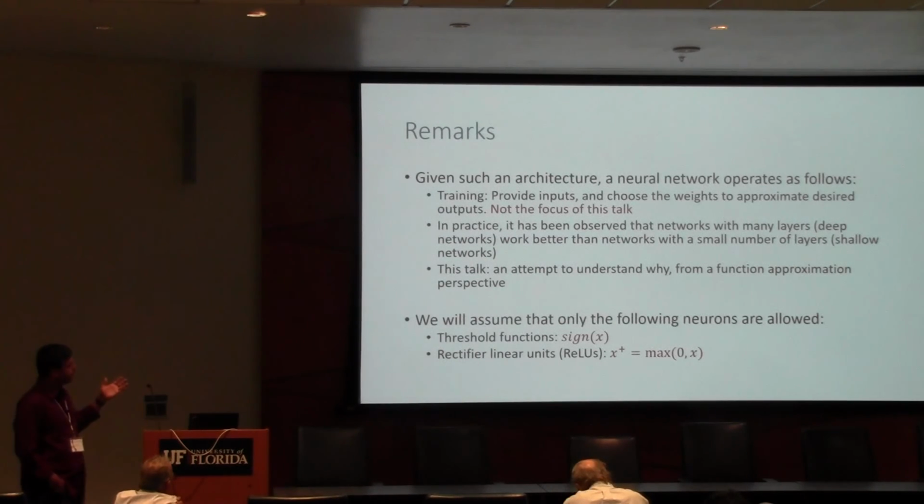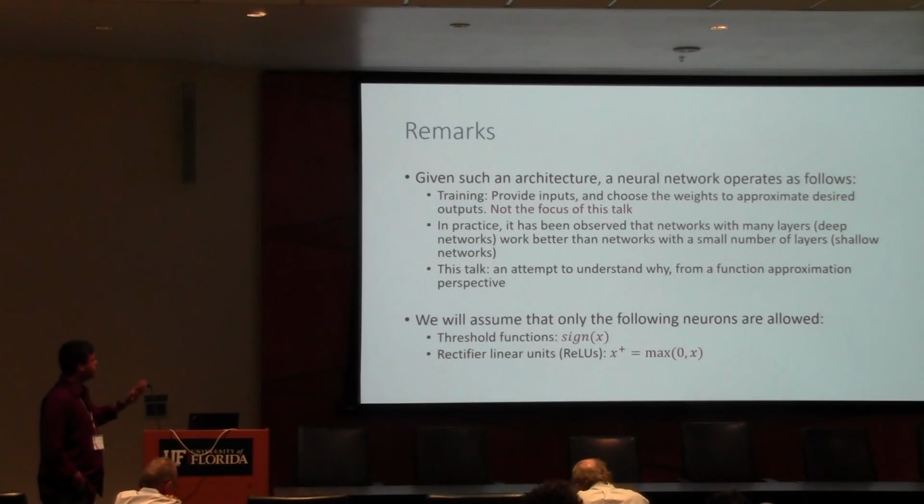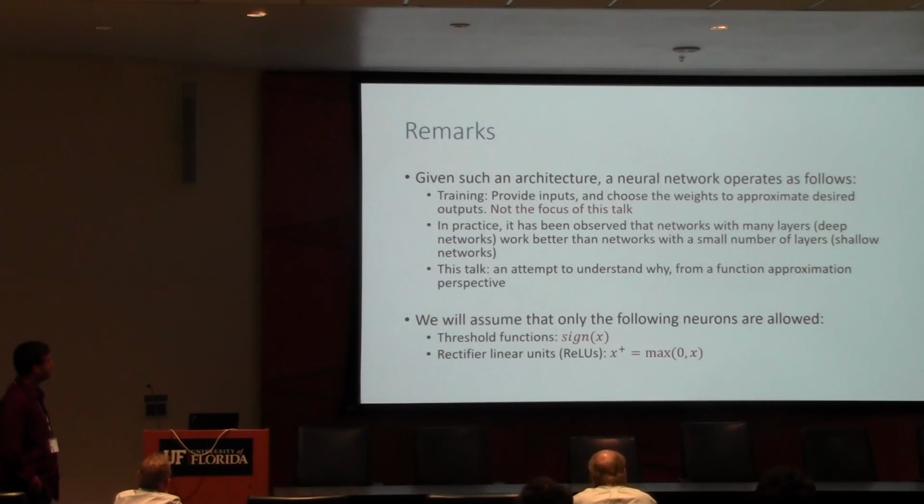So what people have observed is that deep networks perform better than shallow networks, meaning that if you add more layers, the network performs better, and in a sense that I won't get into. But what I am going to talk about is to try to understand why this might be the case from a function approximation perspective. Okay, so I'll talk about what the function approximation problem is, and I'll talk about it from that perspective.